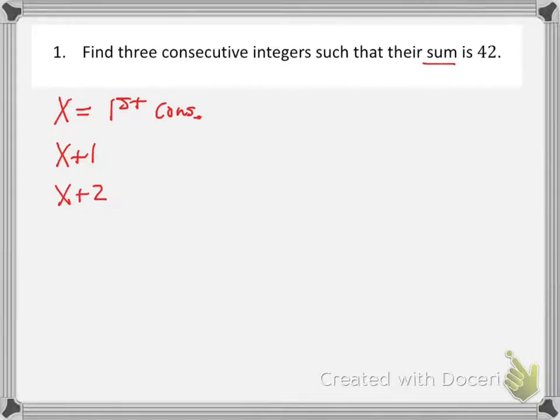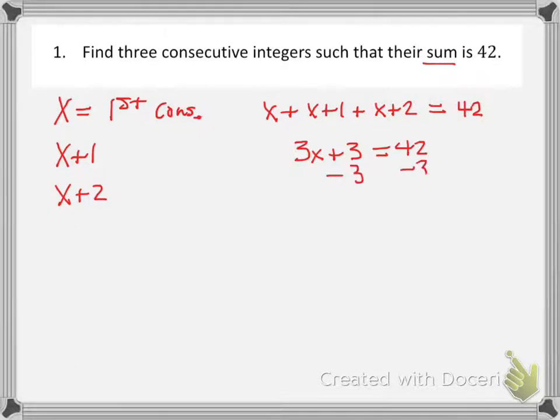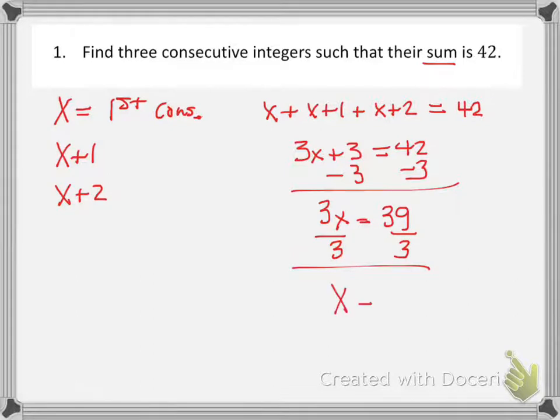And I want their sum, which means I'm going to add all of those together. That gives me x plus x plus 1 plus x plus 2, the first term, the second term, and the third term. And all of that is added together to equal 42. So when I combine like terms, that gives me 3x plus 3 equals 42. And then we're just isolating the variable. So subtract 3 from both sides. I get 3x equals 39. And then divide by 3, and we get x equals 13.